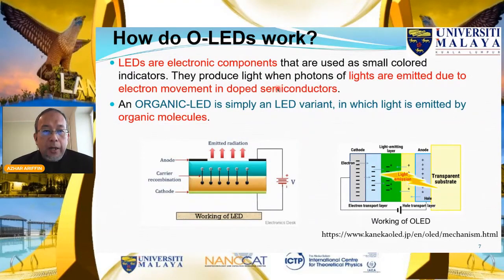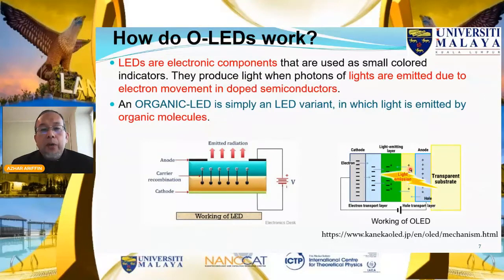Whereas the organic LED is simply a variant of this LED, in which the light is emitted by an organic molecule. In the LED, the light is emitted by this doped semiconductor, which is normally a metal like gallium. There are many other metals used as the semiconductor here that will emit light when the electron and the hole are mixed together at this position. So that is for LED.